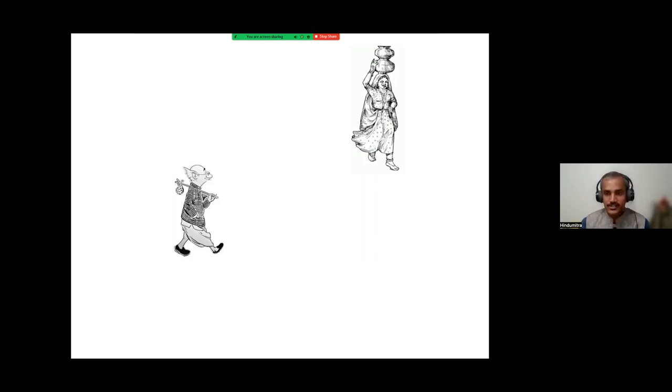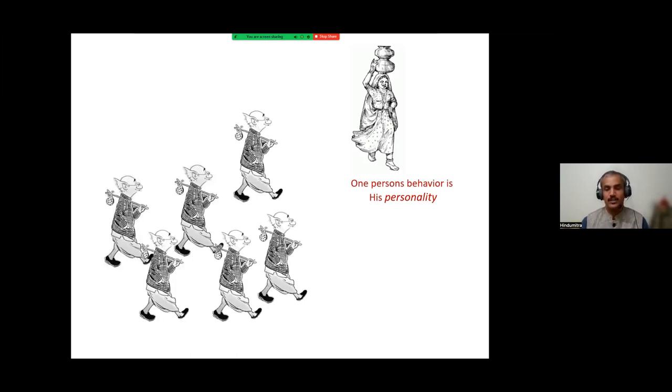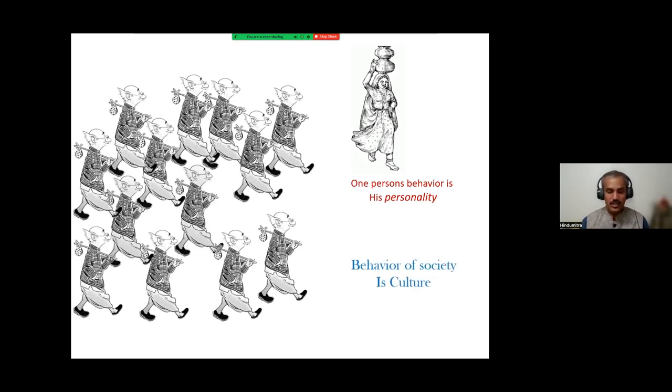So when we see a person, we analyze the person and we call them a personality. If it is one person's behavior, we call it a personality. If we have multiple people living in one area, we call them a culture. The behavior of a certain society is termed a culture, whereas the behavior of one person is personality. So culture is nothing but the personality of a society.